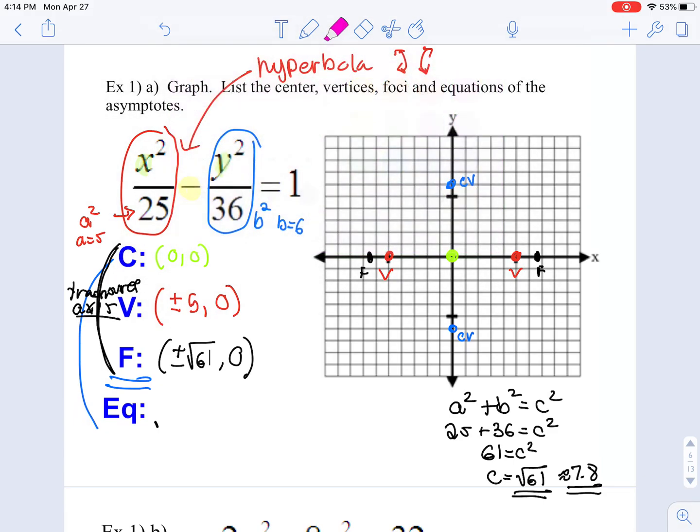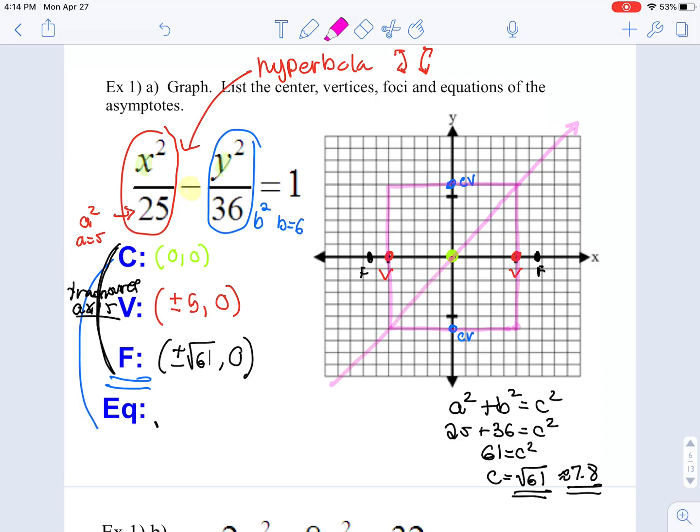Now, for the actual graph, we're going to come back and draw in lightly a rectangle connecting our co-vertices and our vertices. So I always just kind of slightly sketch in this rectangle, connecting all of those. Then I want to draw the diagonals of this rectangle.